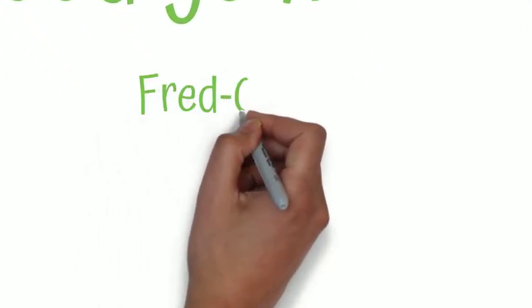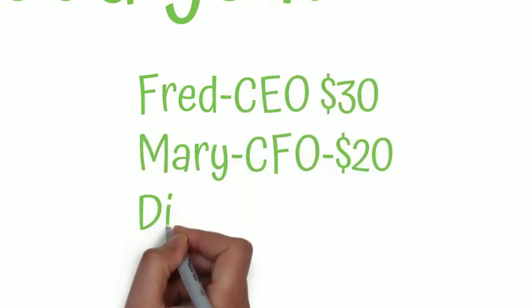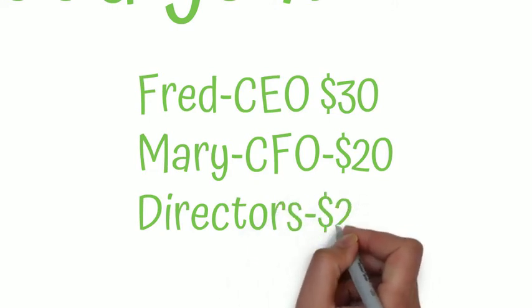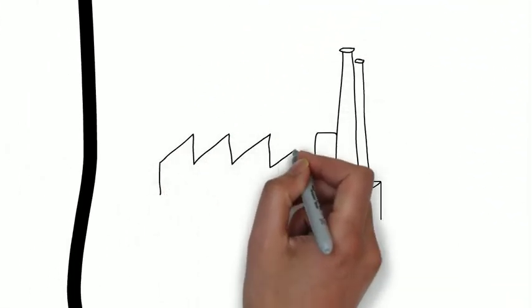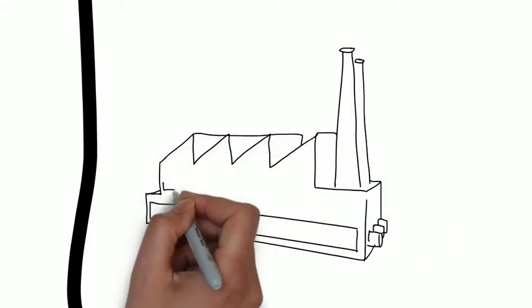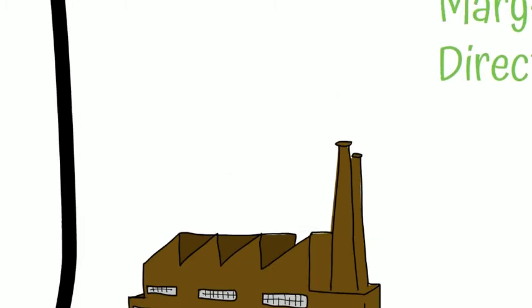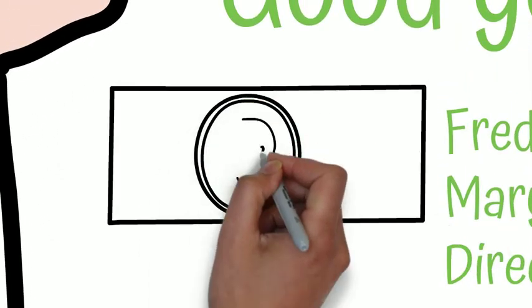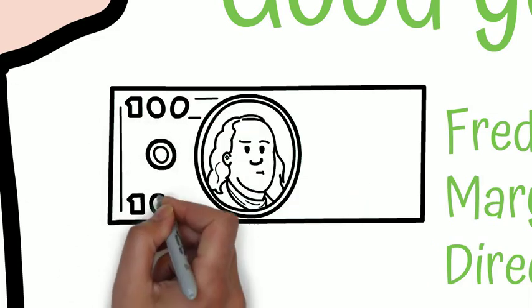So we're going to look at three cases. So let's say a good year. Fred, the CEO, gets $30 of pay. Mary, the CFO, gets $20 of pay. And the other directors get $20. You run a pretty simple industrial company. So for this example, we're going to be using the same idea the whole time. You can change this to whatever company you want. The point is that you just run some sort of company that's fairly stable every time, and you can see the difference between a good year, an average year, and a bad year.